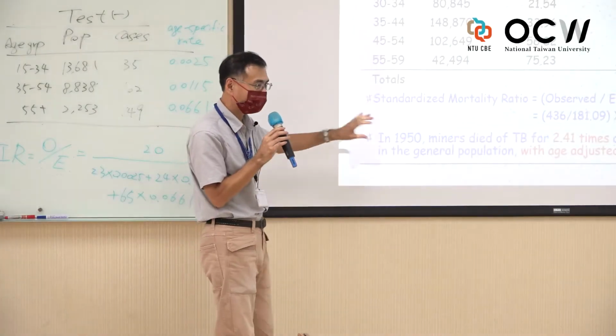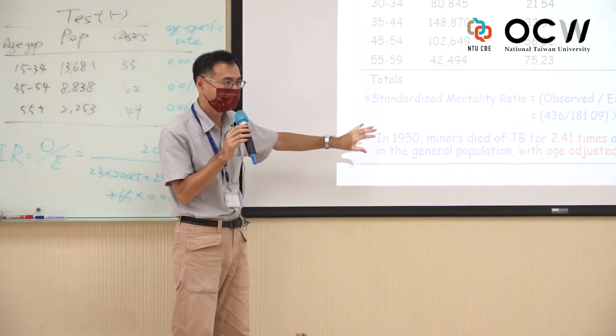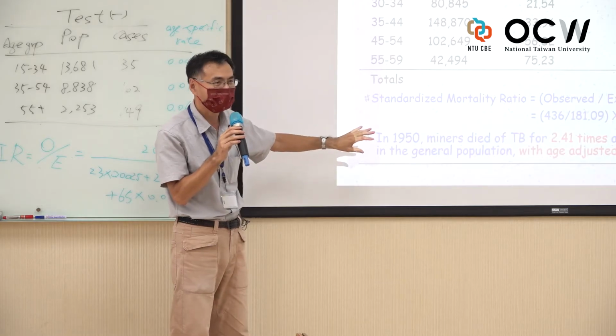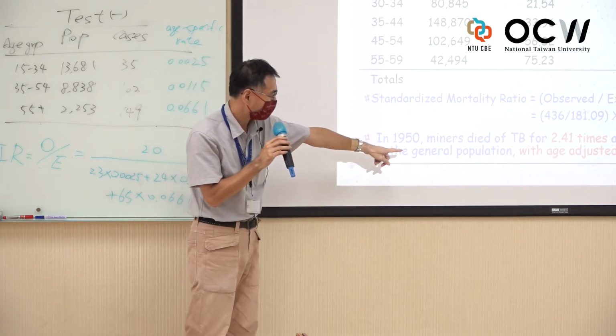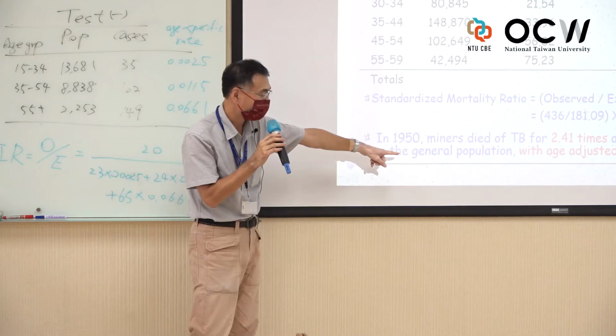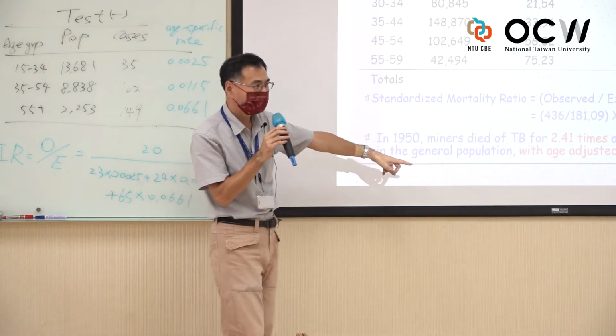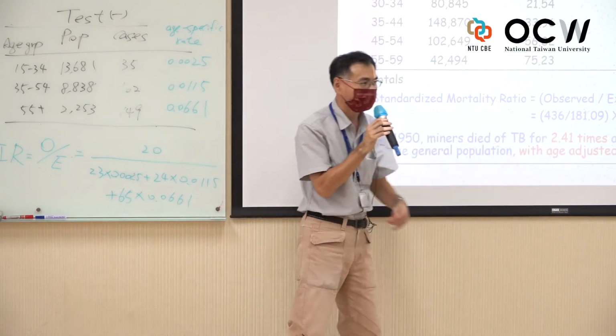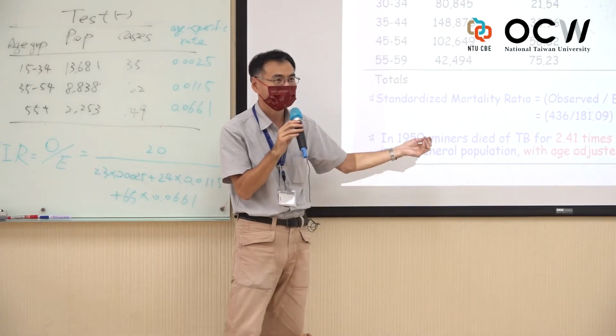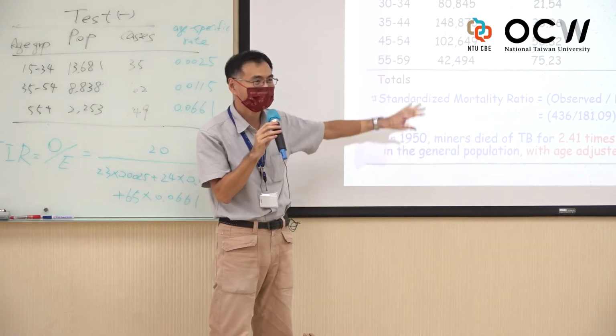So when you're trying to make the conclusion, no matter for direct standardization or indirect standardization, you have to specify the standard population. Okay, here it is the general population in the USA, right? And also you have to specify what had been adjusted. Generally speaking, it will be age and gender, but here it is only age.